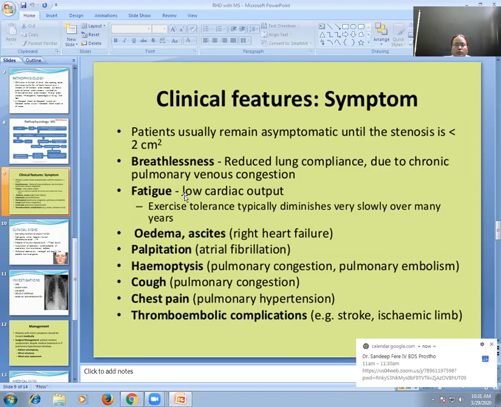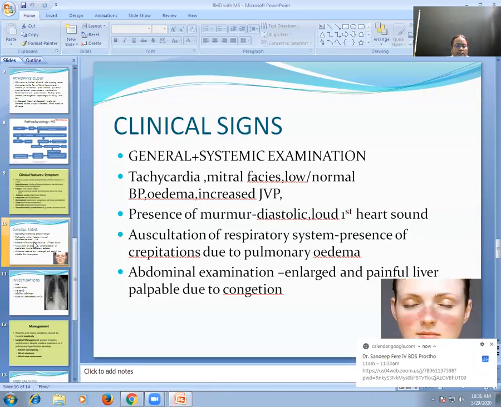So this is about clinical features, signs and symptoms. So the patient presentation is like that. Clinical signs, general and system examination. We discussed yesterday, general examination, the positive signs: tachycardia because of cardiac arrhythmia, mitral facies. See, like this is the mitral facies, it is nothing but the erythematous rash over the nose and cheek. This is called mitral facies.